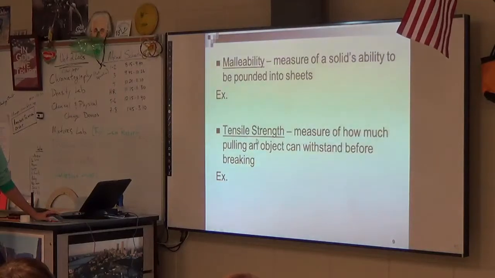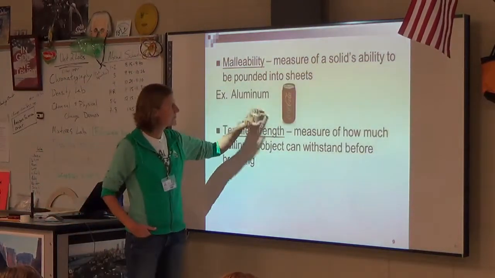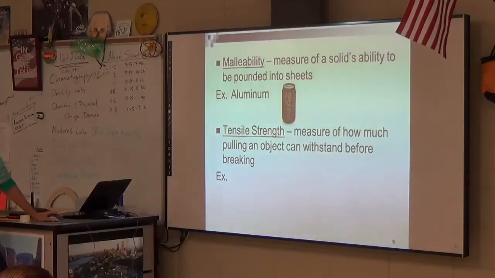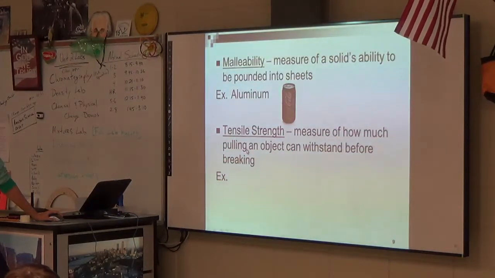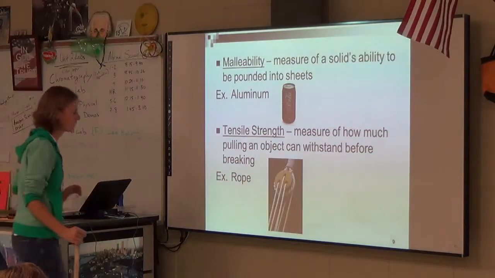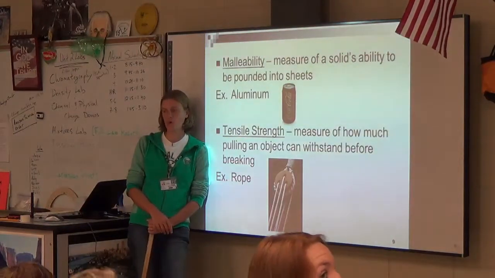Malleability. Measure of a solid's ability to be pounded into sheets. So your soft metals are malleable. Aluminum is one. Of course, we pound that into sheets to make our aluminum cans. All right, and tensile strength. Measure of how much pulling an object can withstand before breaking. That'd be maybe more elastic. Silly putty. Rope. Yeah, I was going rope. Some elastic things, you're right, would have tensile strength as well, like a bungee cord.